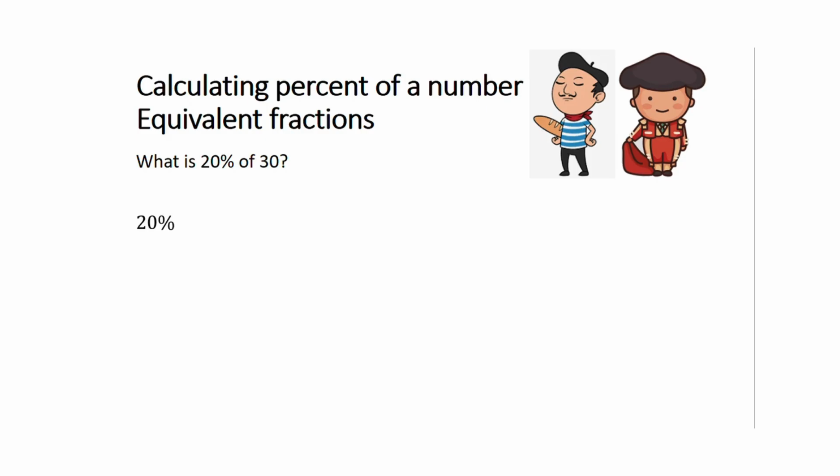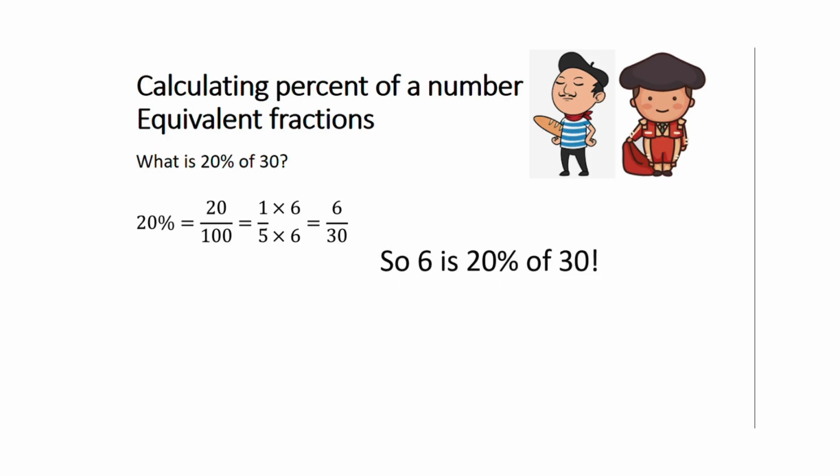We can also use equivalent fractions. 20%, we know that percent means per 100, right? So we can say 20% is the same as 20 over 100, which when we simplify is 1 over 5, but we want it to be something out of 30. So what do we multiply the denominator of 5 by to get 30? We multiply by 6, which means in the numerator we have to multiply by 6. So we get 6 over 30 is the same as 20 over 100, or the same as 20%. So 6 is 20% of 30.